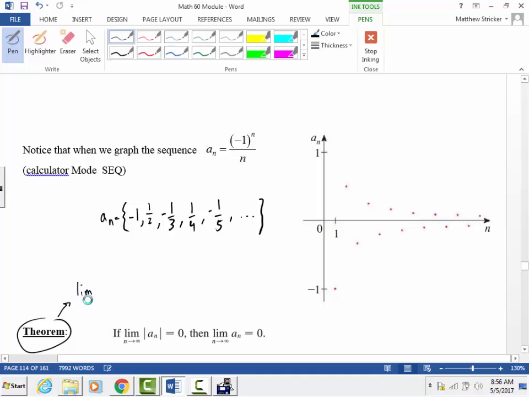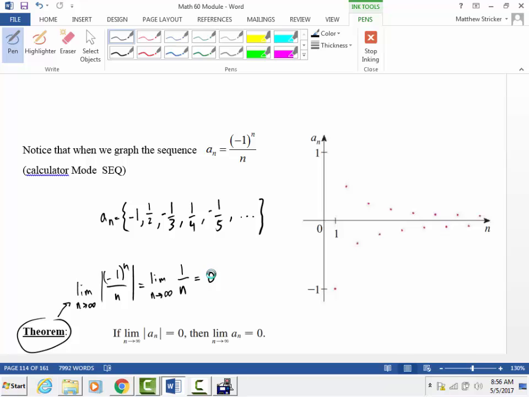So we can use that in this case, because this theorem says that if we take the limit as n approaches infinity of the absolute value of (-1)^n over n, when I take the absolute value, that makes this limit equal to the limit as n approaches infinity of 1 over n. And we can see from the graph that this limit is approaching 0. So because that one approaches 0, that means that this is also converging to 0.